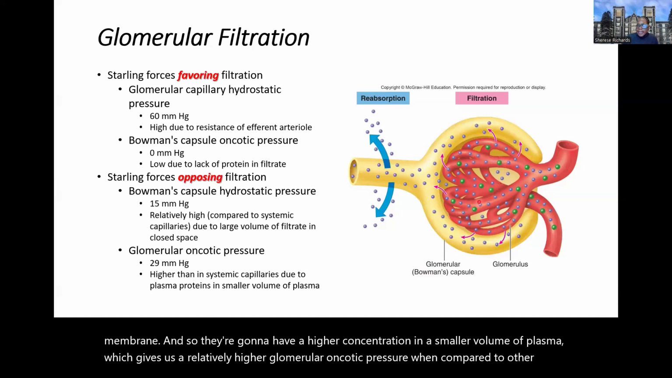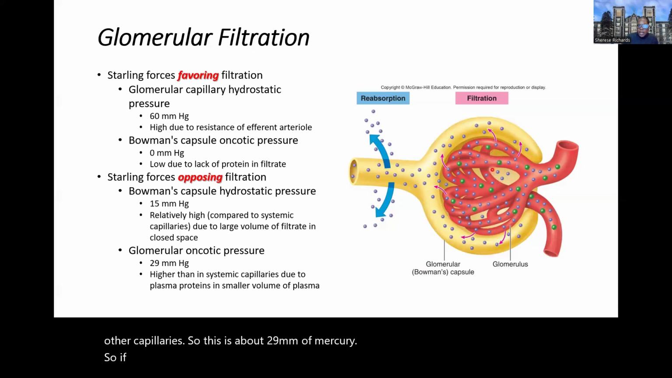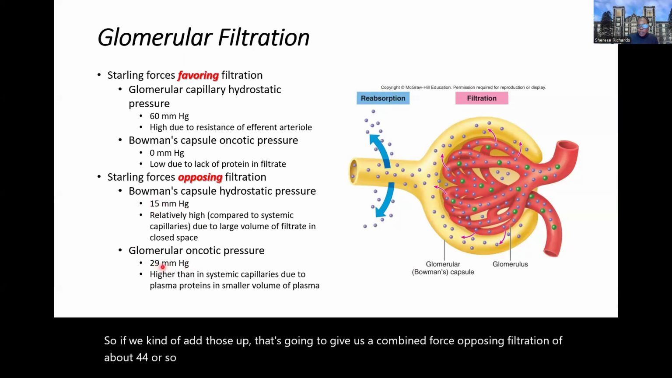So this is about 29 millimeters of mercury, right? So if we add those up, that's going to give us a combined force opposing filtration of about 44 or so millimeters of mercury, right? We're going to add our 29 and then add that to 15. That's about 44 millimeters of mercury.